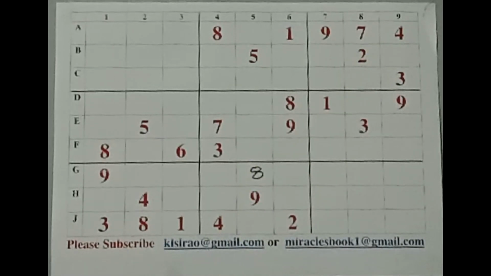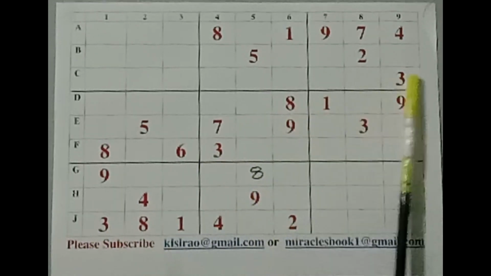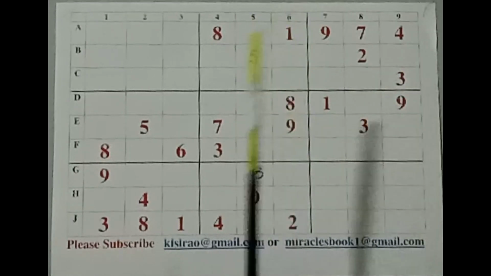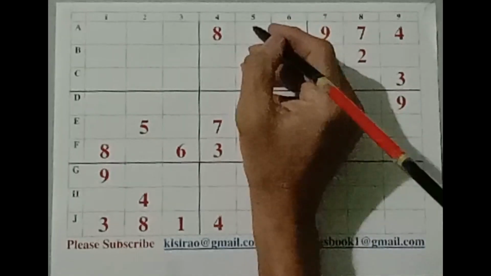Okay. And now, something else happens further. Go back to number 3. See, we have this number 3 blocking here. This number 3 blocks these 3 cells, and this number 3 blocks here. Therefore, this is the place for number 3 here in the strip.